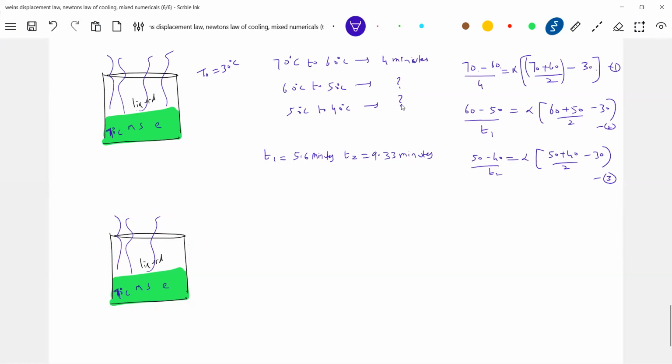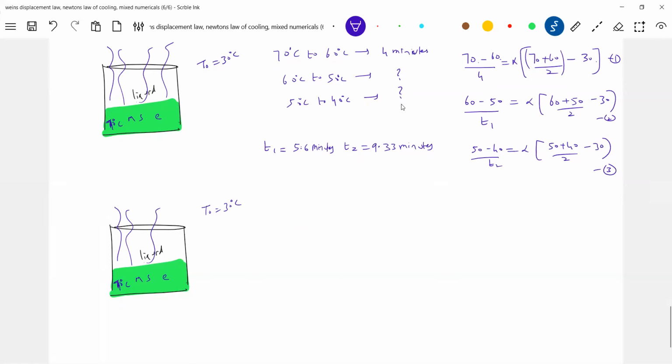Okay, surrounding temperature, let it be 30 degrees Celsius. So similarly, we'll analyze with respect to time. 70 degrees Celsius to 60 degrees Celsius will take 4 minutes. In the next 4 minutes, what will be the temperature? And again, the next 4 minutes, what will be the temperature?